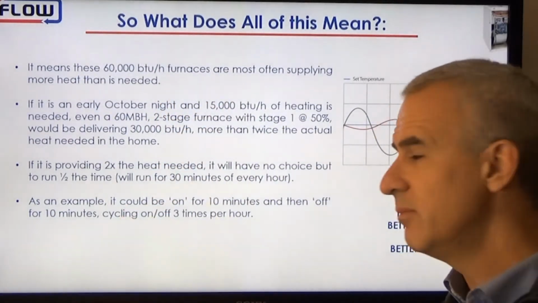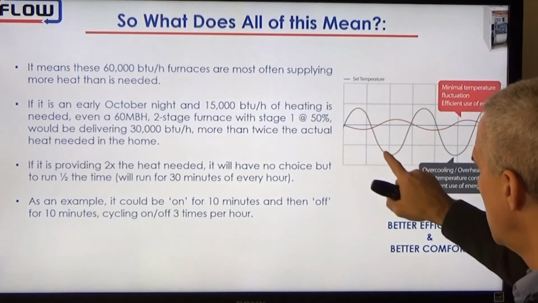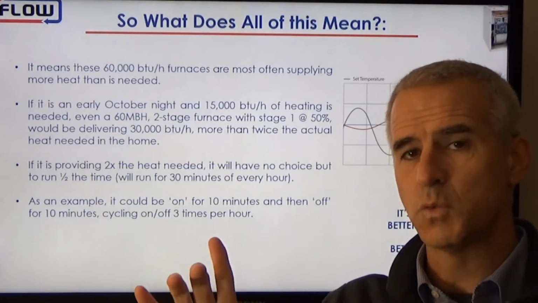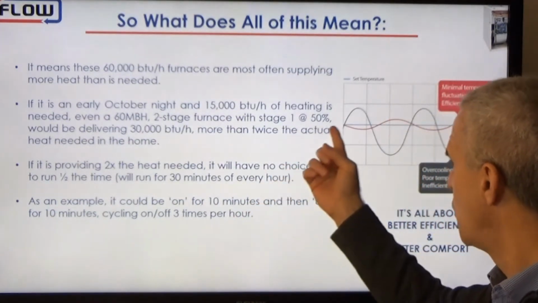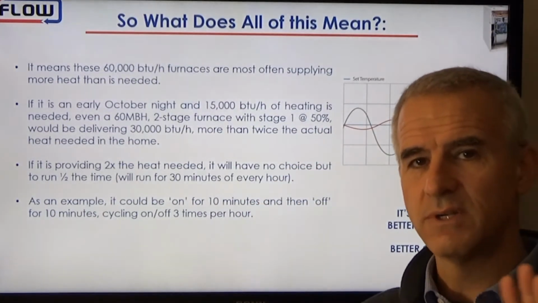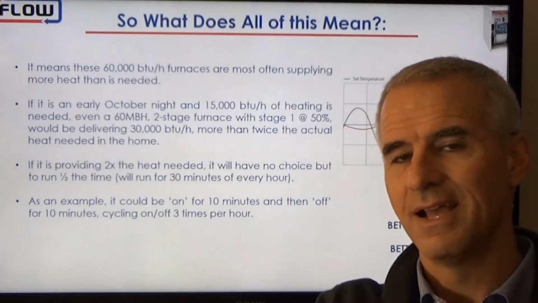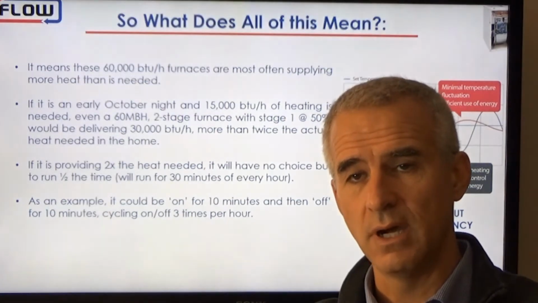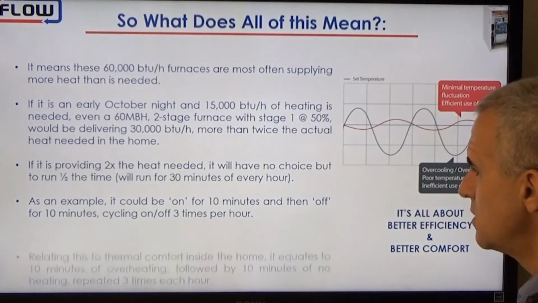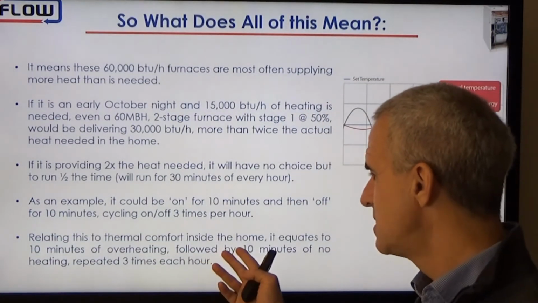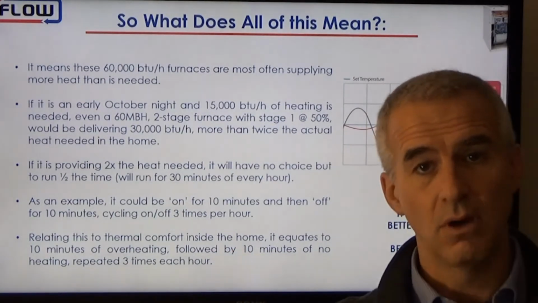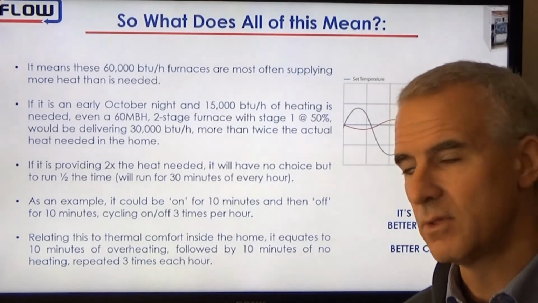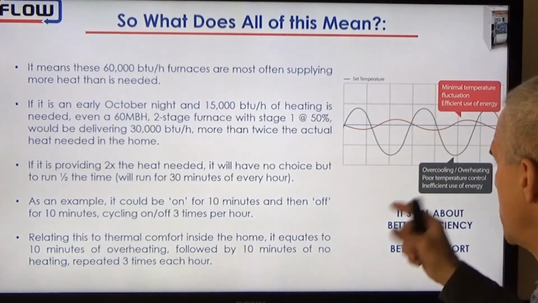So all it means is, now we're talking about how the equipment will function, but now we're going to relate it to comfort. You're having relatively larger swings from set point because you're on for 10 minutes delivering more heat than needed, and then you're off and the temperature's dropping because the furnace is completely off. So in terms of comfort, you're going to be overheating for 10, no heating for 10, overheating for 10, no heating for 10. So you're going to have those larger swings.